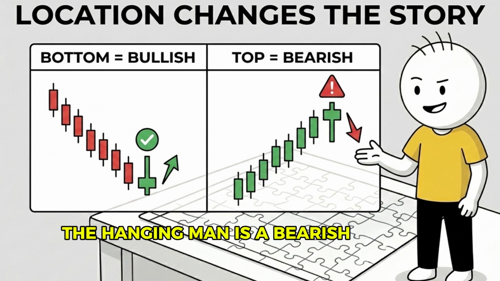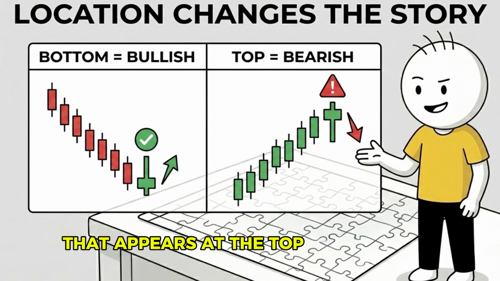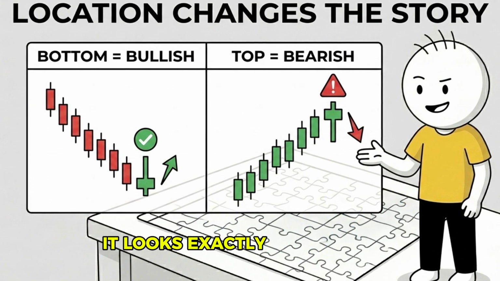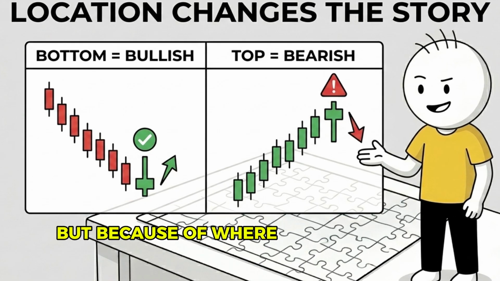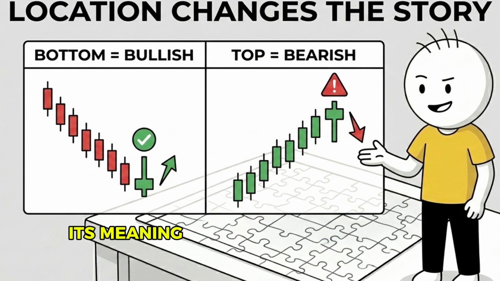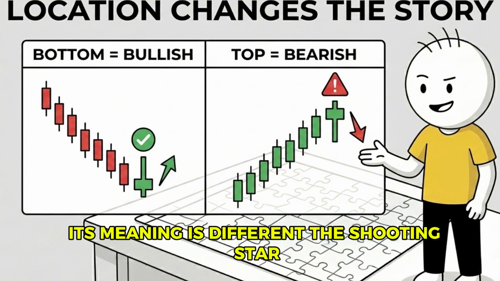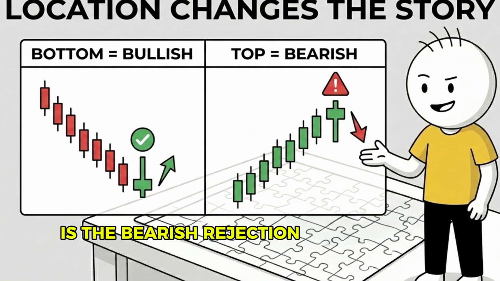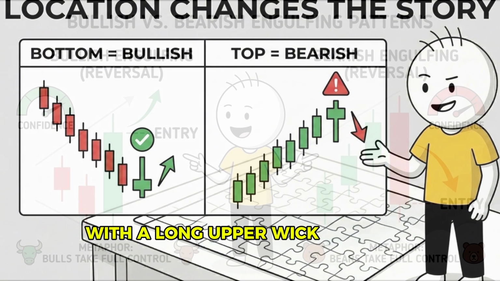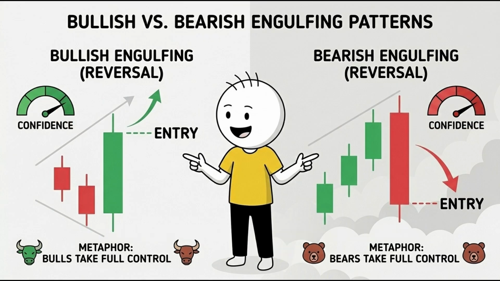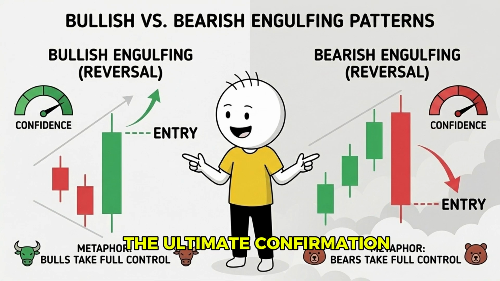The hanging man is a bearish reversal pattern that appears at the top of an uptrend. It looks exactly like a hammer, but because of where it appears, at the top, its meaning is different. The shooting star, as mentioned before, is the bearish rejection at the peak of an uptrend with a long upper wick.